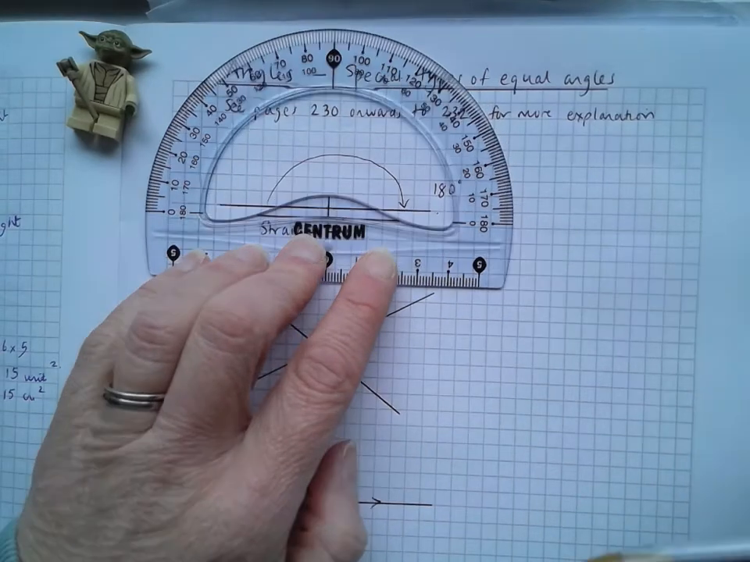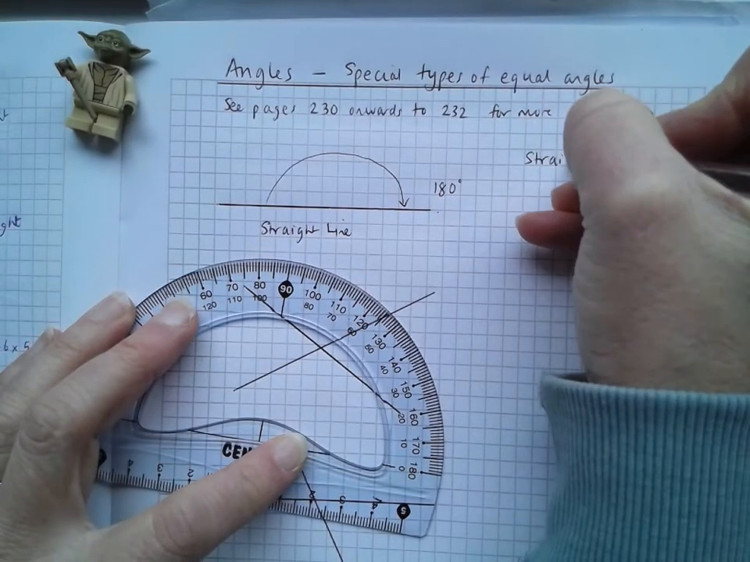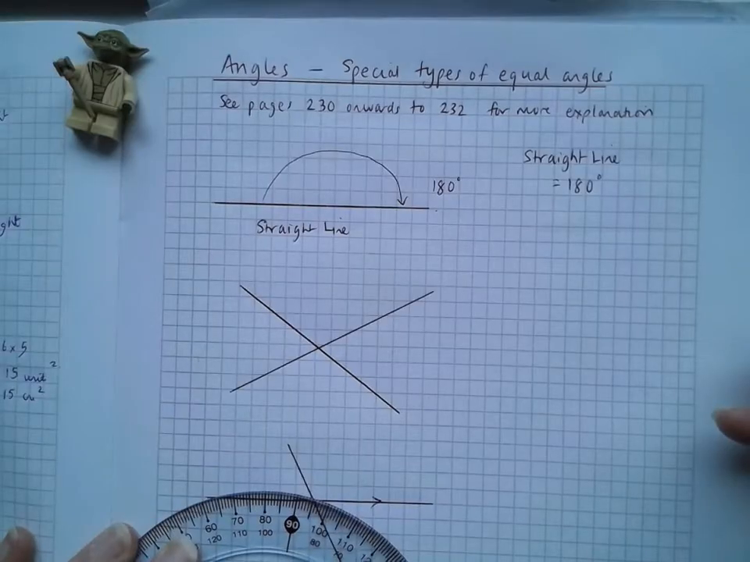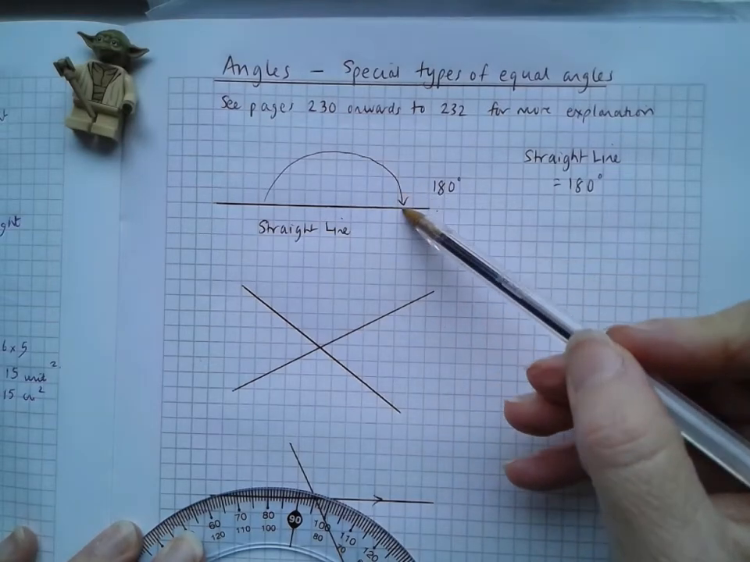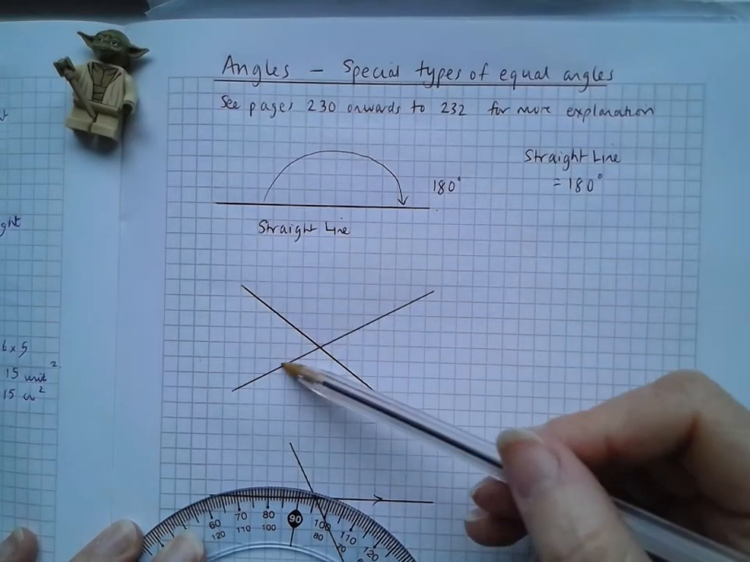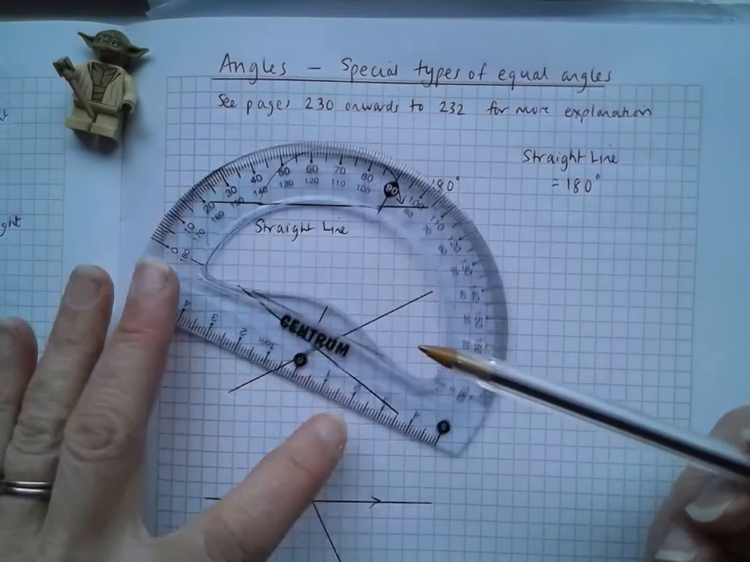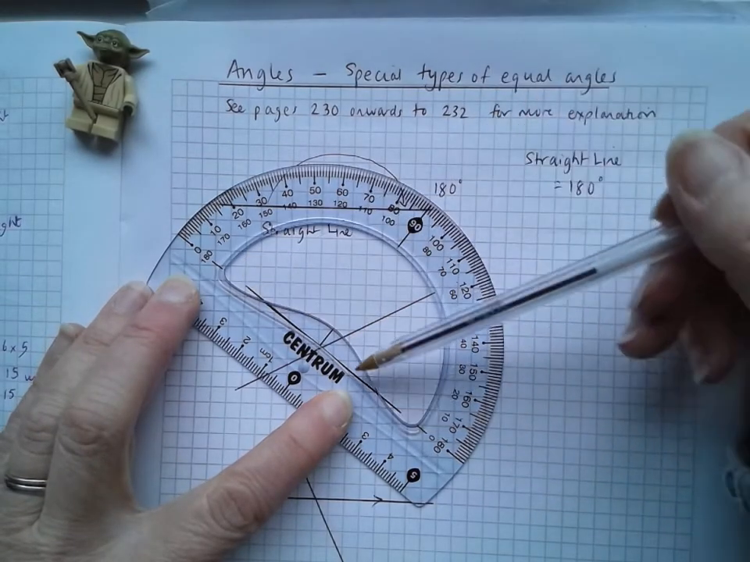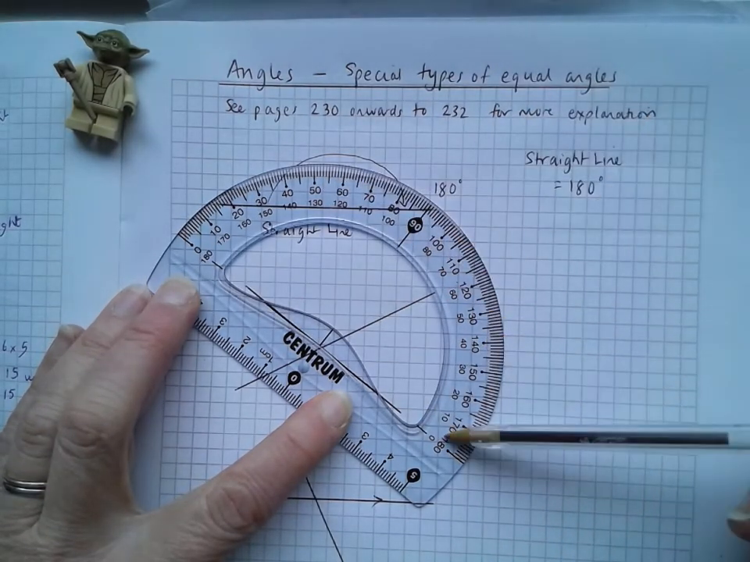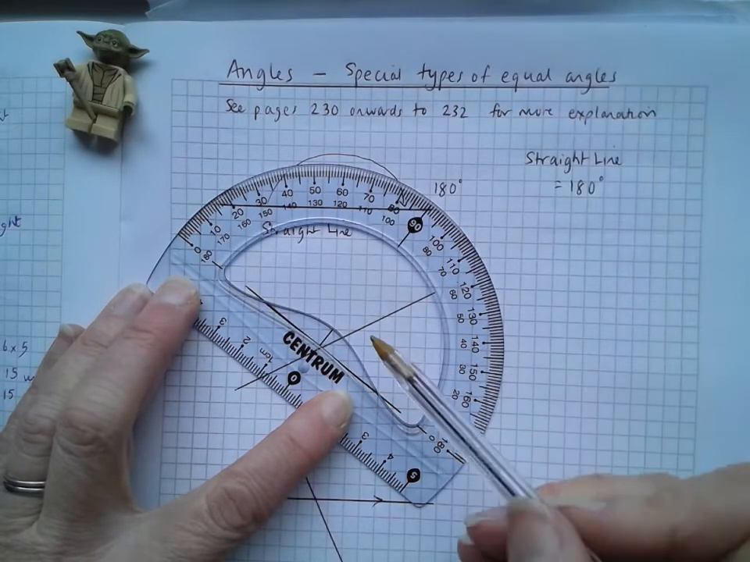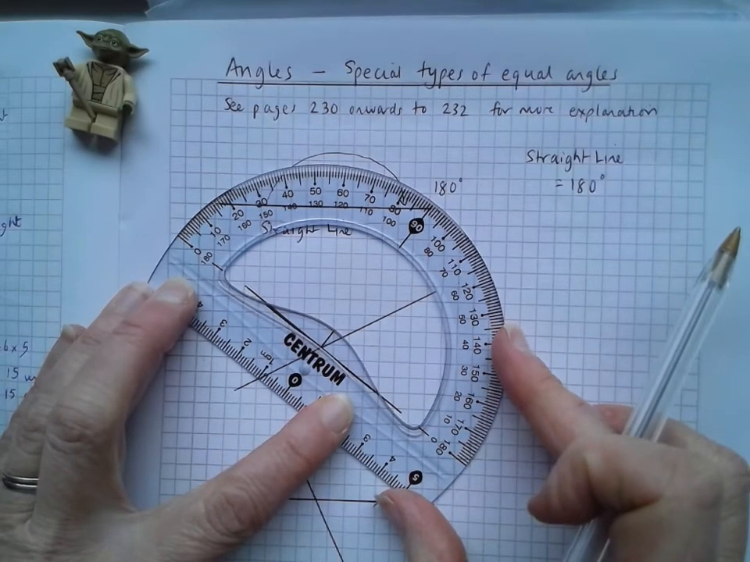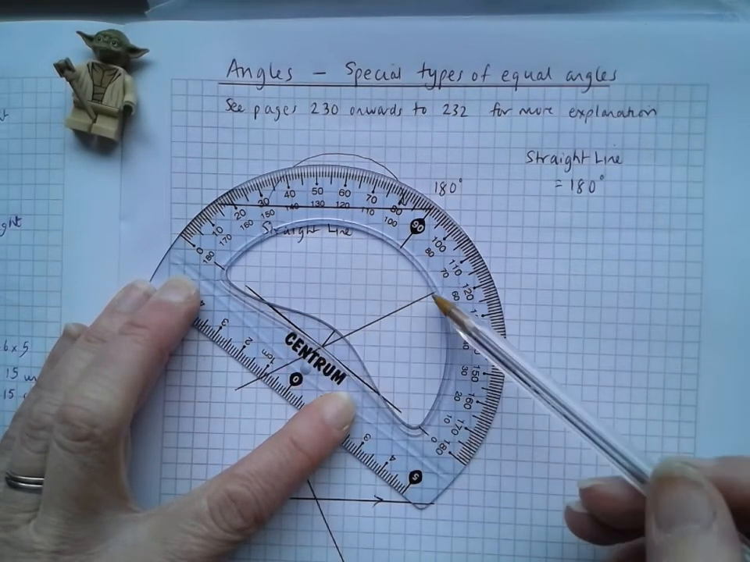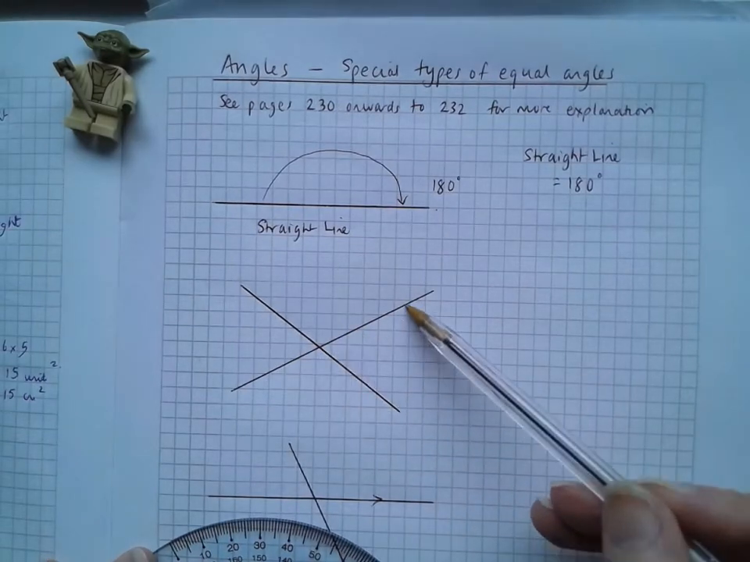So that's our first fact: a straight line equals 180 degrees. Anytime you see a straight line, you know that the total of all the angles is 180 degrees. Let's look at these two lines here that are crossed. In this straight line that I'm putting the protractor on, all these 180 degrees are found on this straight line. But if you notice, that straight line has been cut into two parts by this line here.